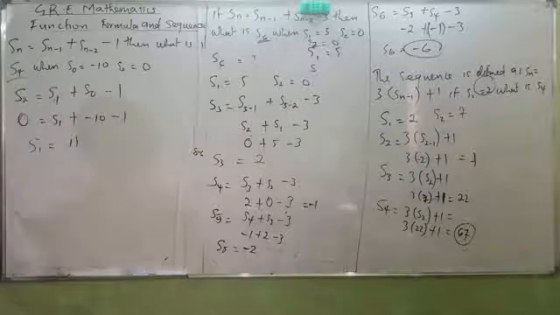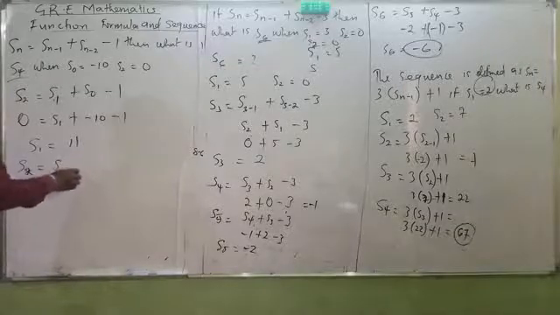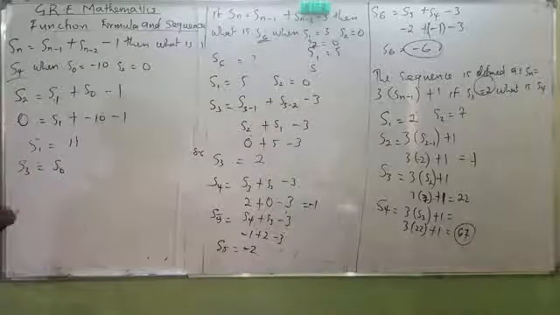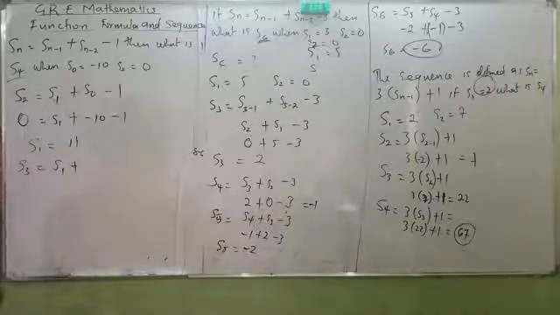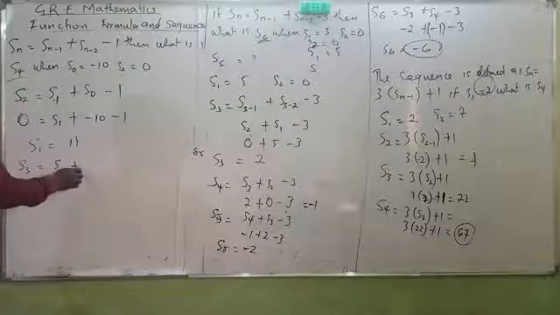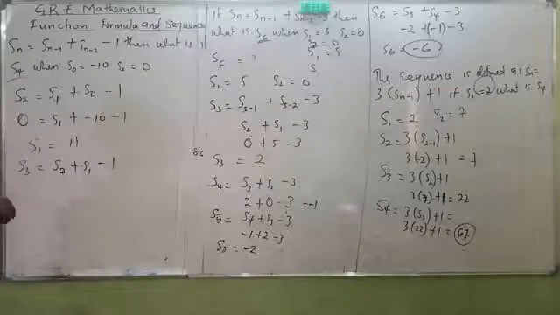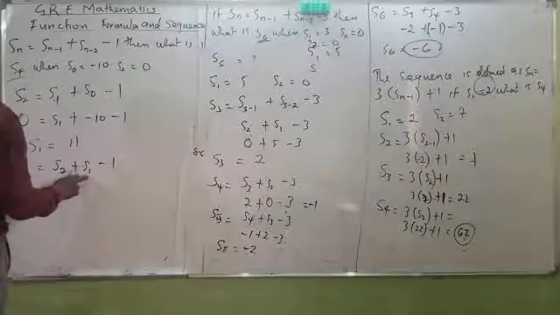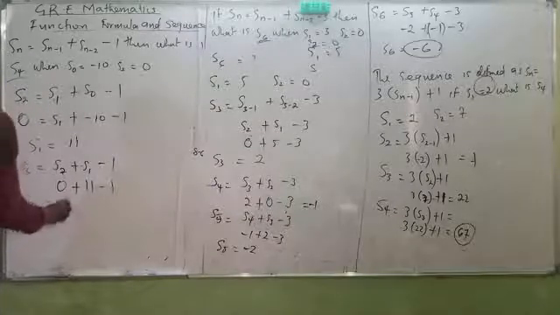I can continue by having S3 rather. S3 will be equal to S2 plus S1 minus 1. What is my S2? My S2 is 0. My S1 is 11, which is I'll be having 10. S3 equals 10.